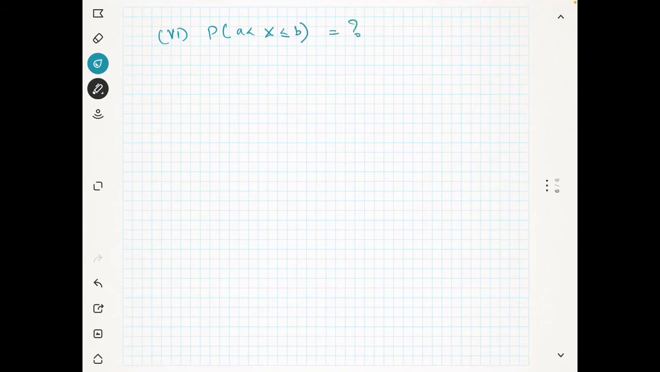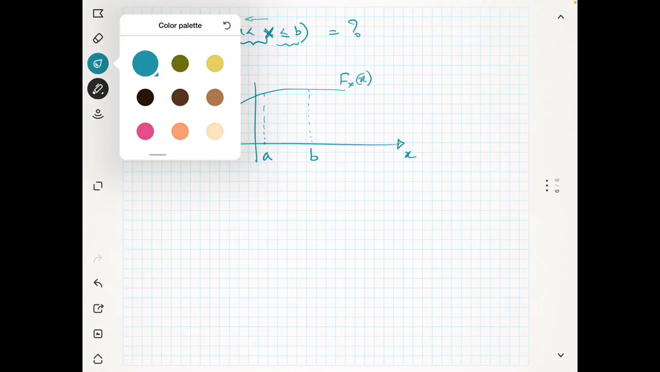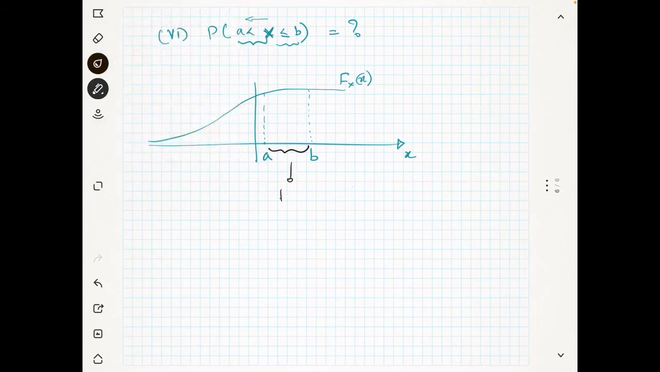How to find this? It is nothing but the probability that x is greater than a. I will just draw a cumulative distribution function for your convenience. It is taking a value like this. This is F_X(x) and this is your x. Now you see here the random variable x takes the value which is less than b, but it is greater than a. So a is here, b is here. You want to find the probability that your random variable takes the value between a and b.